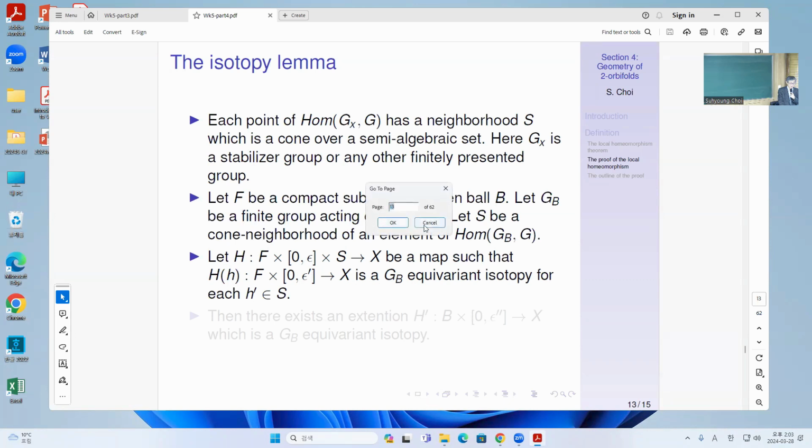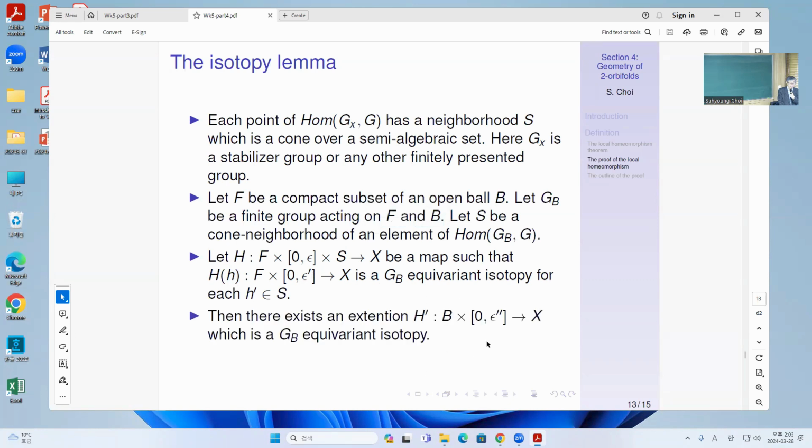Okay, and then if you have any map which is G_B equivariant, an isotopy for every H, then you can actually extend to the open set. So this is an extension of what's called the isotopy extension lemma. That's a very difficult theorem, but it's quite an old theorem. But you can just extend this to a finite group action, usually using vector field theory.